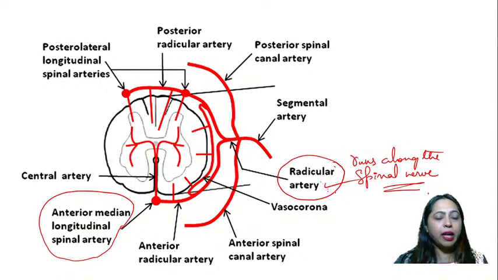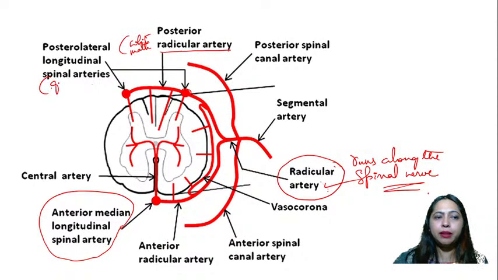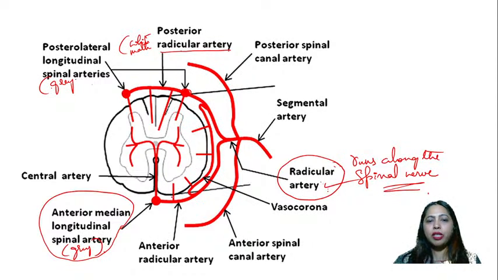So if you want to look for the radicular artery, you have to follow the direction of the dorsal and ventral nerve roots. You can see there are two posterolateral longitudinal spinal arteries. There is one here and there is another one here. And they are connected by the posterior radicular artery. And you can see that radicular arteries always supply the white matter. The spinal arteries supply the gray matter. So this also supplies the gray matter, and radicular arteries are the ones which supply the white matter.